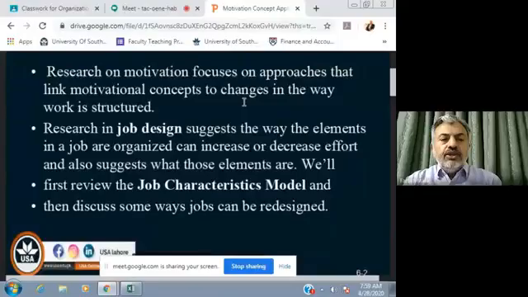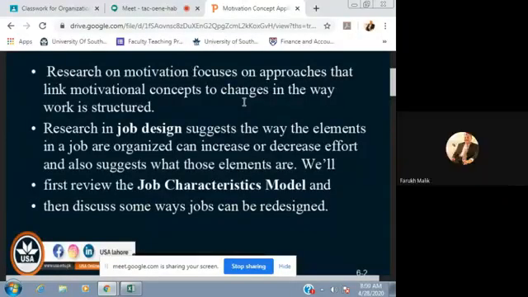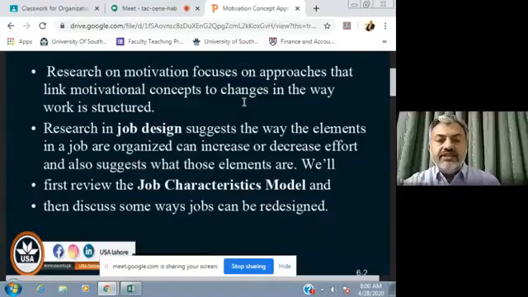So, first of all, research on motivation focuses on approaches that link motivation concepts to changes in the way work is structured. How have you formulated different types of motivational strategies, and what result are you getting out of it? If you are trying to motivate your staff, and your staff is motivated, what kind of output are they producing? And if the staff is not motivated, how does it affect your work performance?